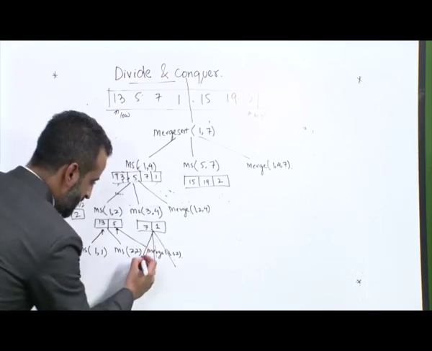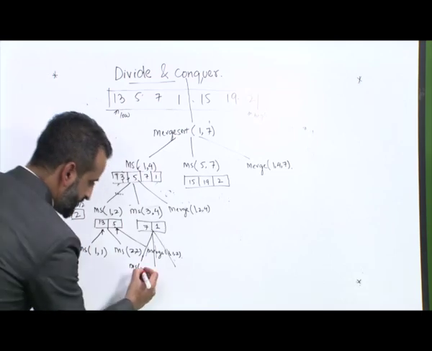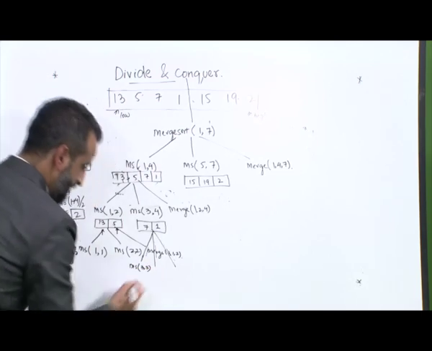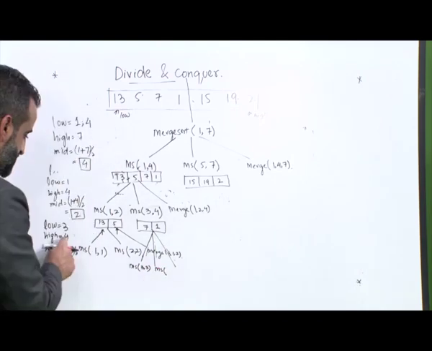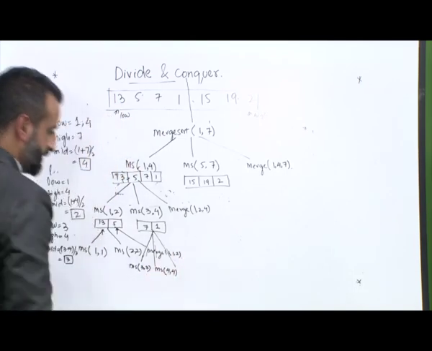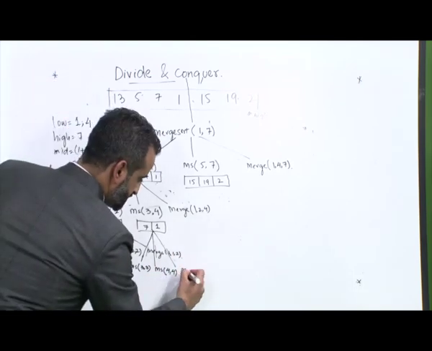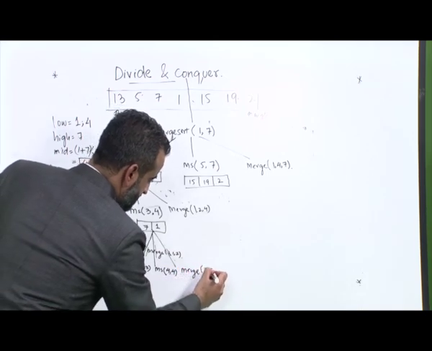Now the next call parameters in this case will be merge sort, low is 3 and the mid value is 3, that's merge sort of 3, 3. In the next call, it's merge sort of mid plus 1, that's 3 plus 1 which is 4, and high is also 4. And then there's a merge call for 3, 3, and 4.